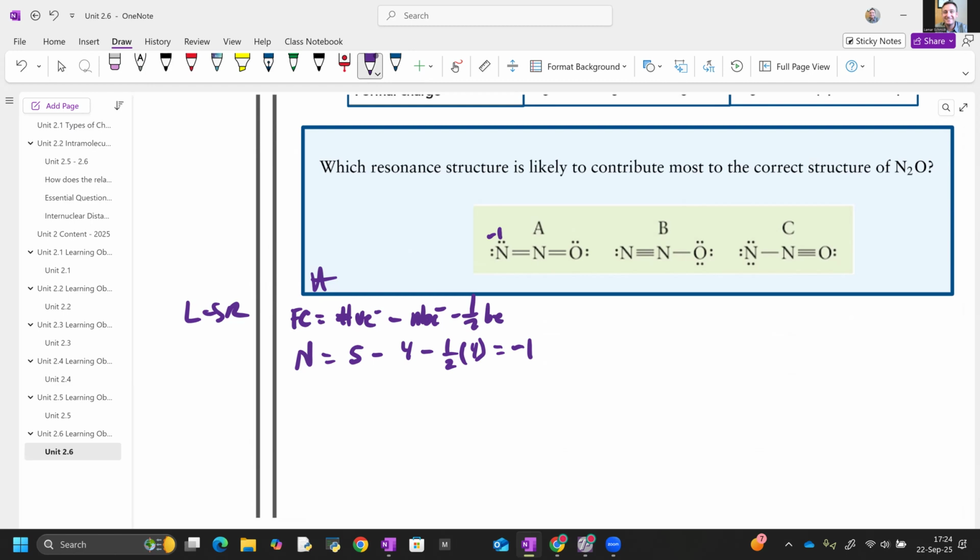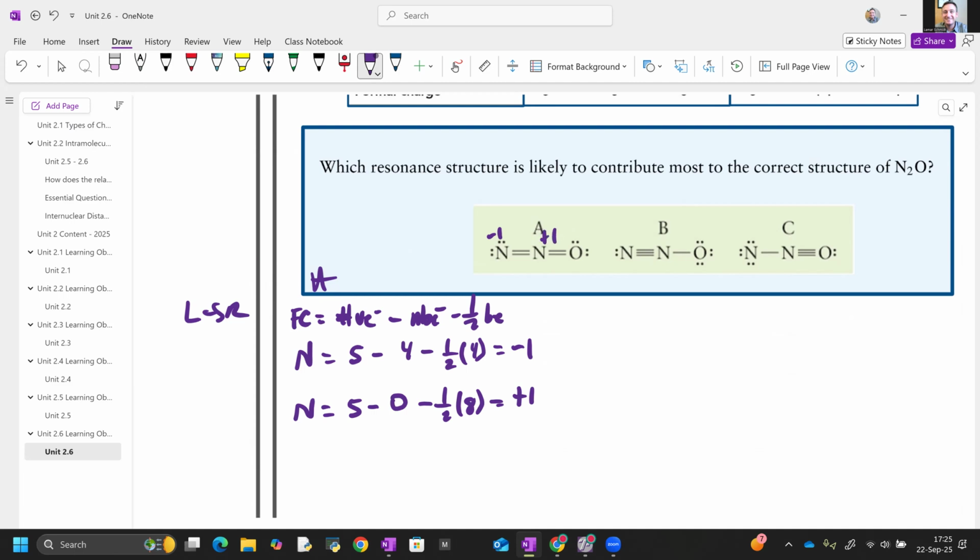All right. So then we're going to go to our second nitrogen. And this second nitrogen has 5 valence electrons. All of them do. And then we have 0 non-bonding. We see no lone pair on there. Minus 1/2 of 8. And 1/2 of 8 is 4. So 5 minus 4 is going to be +1.